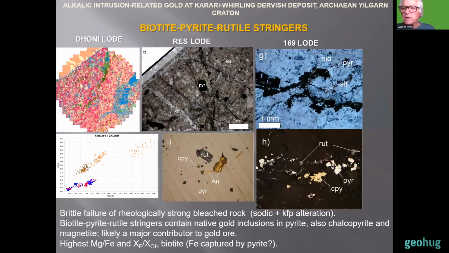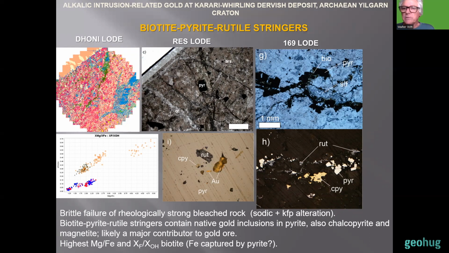The final act of the gold event is represented by these biotite-pyrite-rutile stringers, some of which contain chalcopyrite and magnetite as well. Close examination of the pyrite from these stringers indicates that it contains inclusions of gold, chalcopyrite, and rutile. And the XY plot on the lower left shows the composition of this stringer biotite in orange. Notice that it extends to very high magnesium ion and fluorine hydroxyl ratios.